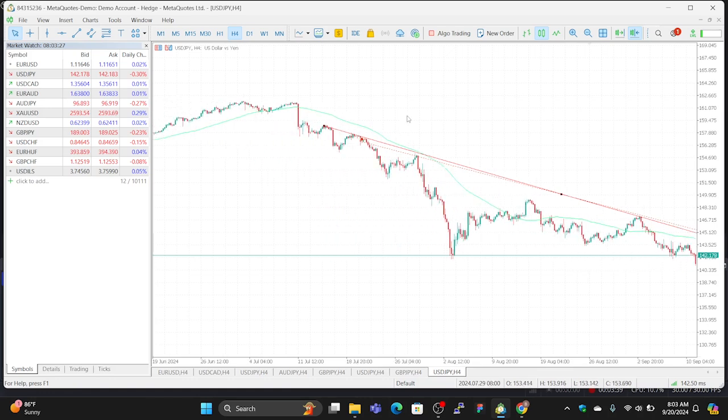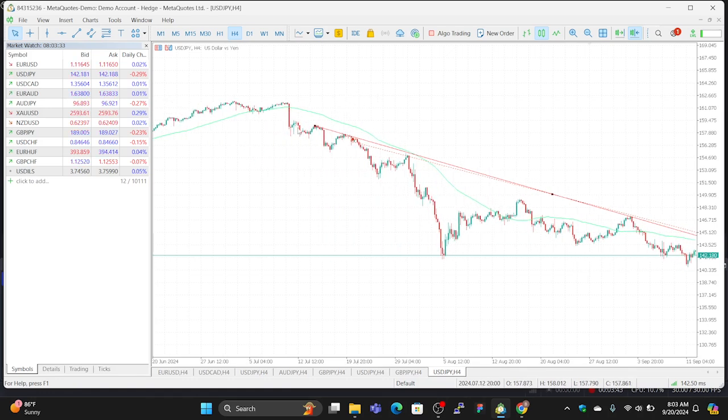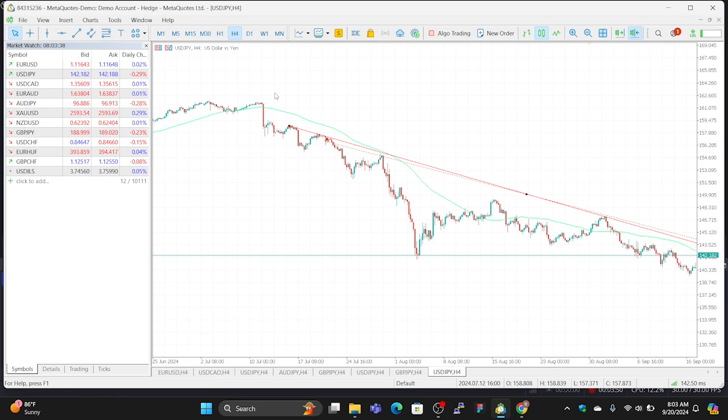So how do you identify the trend using a moving average? If the price is below the 60 period moving average, the market is downtrending. As you can see from here, the price crossed below the 60 period moving average and it continued to downtrend downwards. So this is a simple moving average.